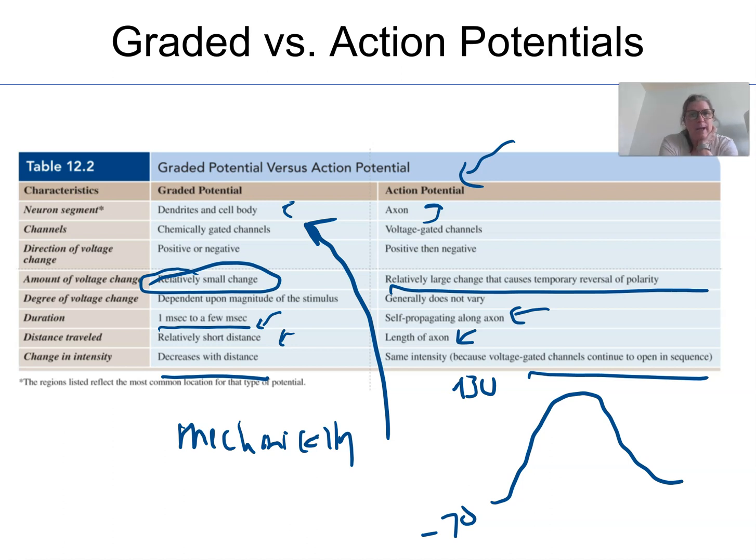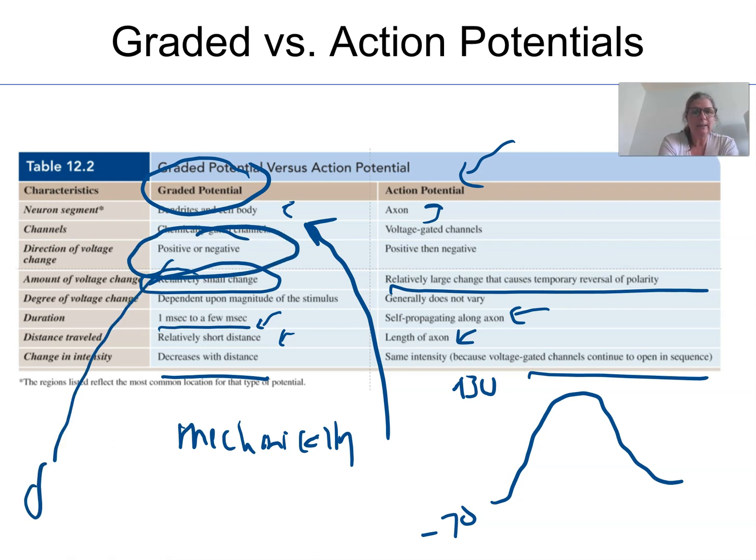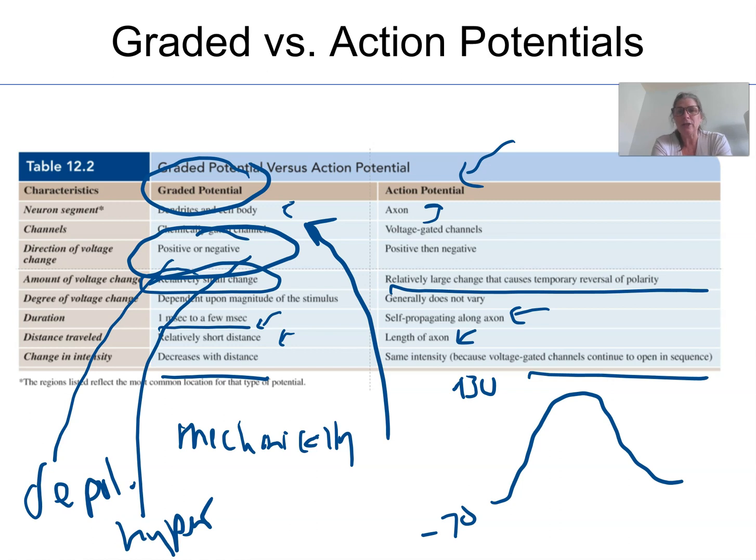Another thing to keep in mind is that when we look at the voltage change, remember a graded potential can either be excitatory or inhibitory. It can be positive, or it can depolarize, or it can hyperpolarize. Whereas we look at an action potential, it always depolarizes and then it repolarizes. So it follows the exact same sequence or series as it goes through it.